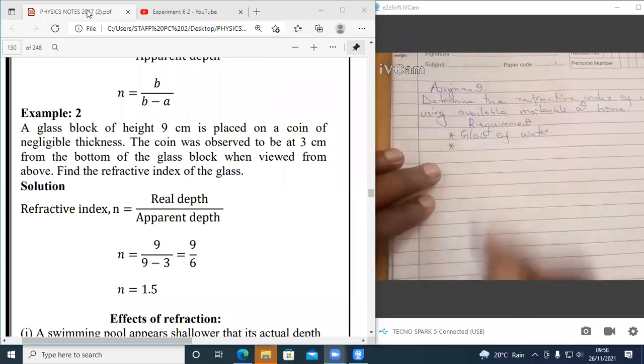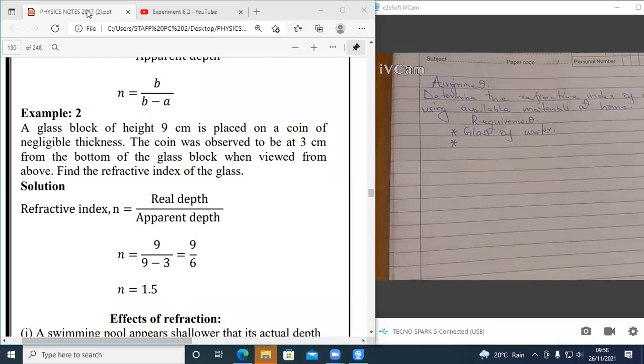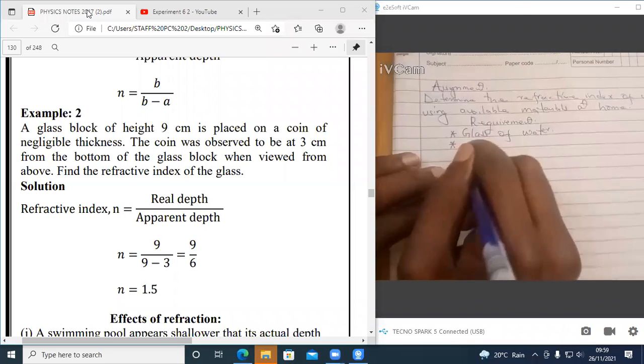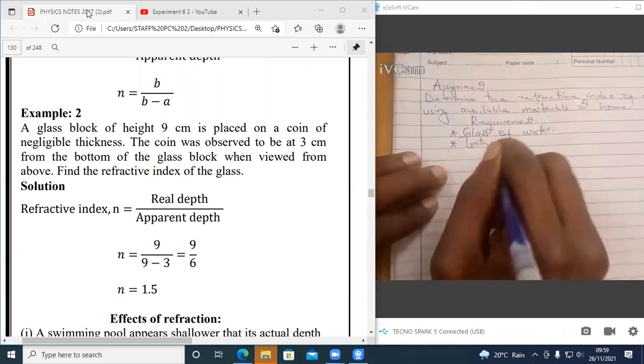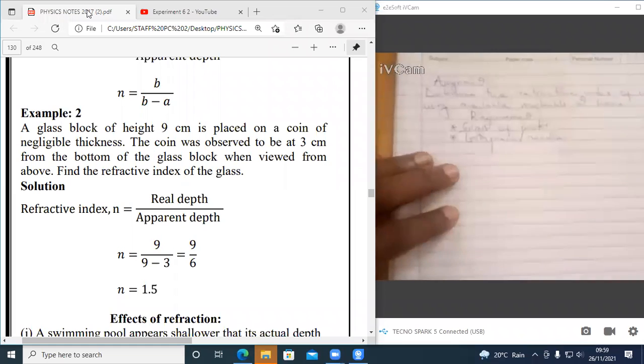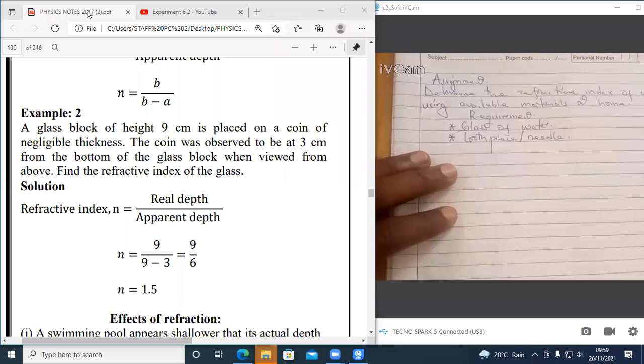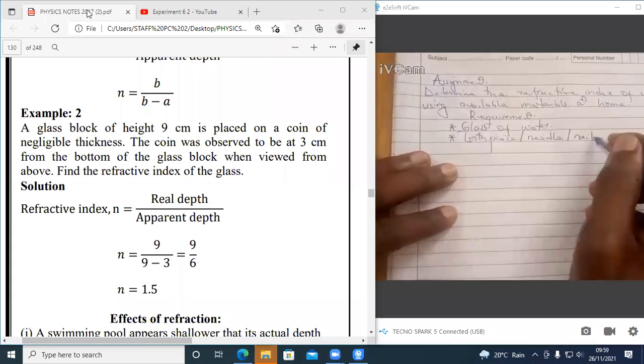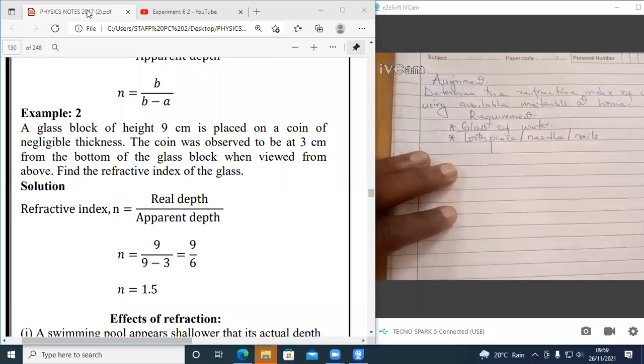Then this time you may not have the optical pin. So what are we going to use as our optical pin? You can use toothpicks, or you can use a needle, if you have a needle. You can also use nails.